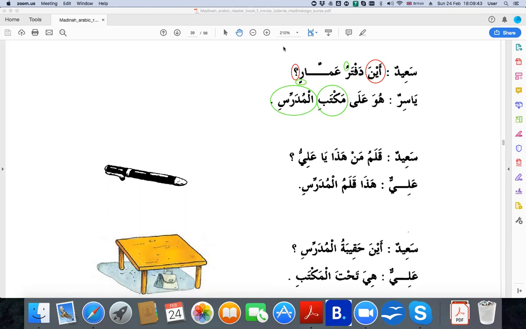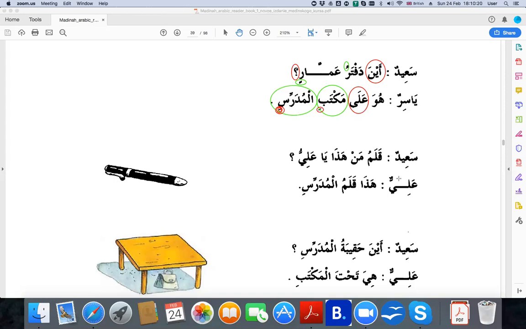Aina daftaru Ammarin. Daftaru is mudaf, Ammarin mudaf ilayh. Dhamma and kasra. But here the problem is, maktabi has kasra. As I said, al-mudaf doesn't always have dhamma. It could be dhamma, fatha, or kasra. But al-mudaf ilayh is always kasra. Always. Here we have a kasra because there is ala before the word maktab. Ala is harf jar, maktab is majrur, so it has kasra. And al-mudarrisi is mudaf ilayh.